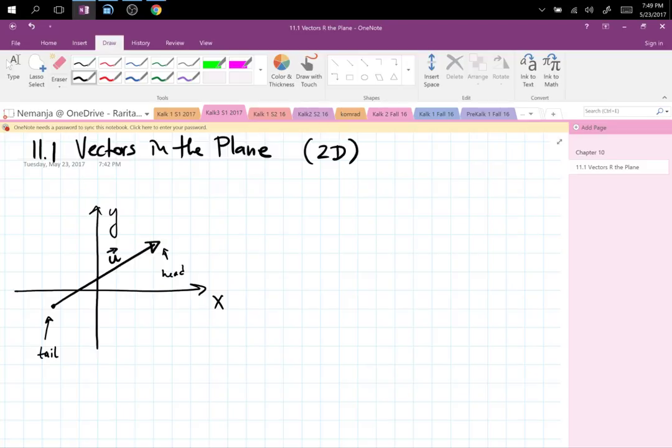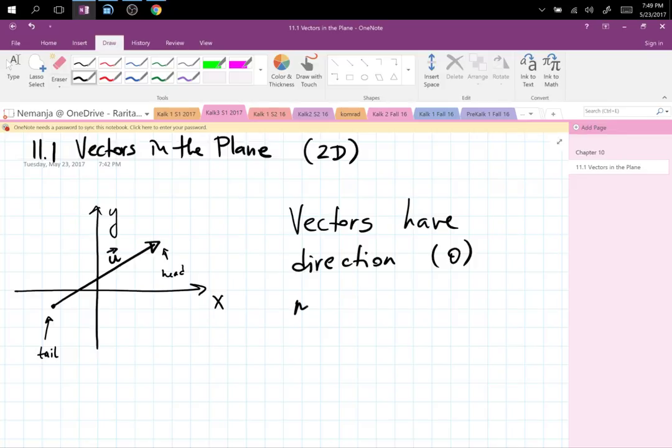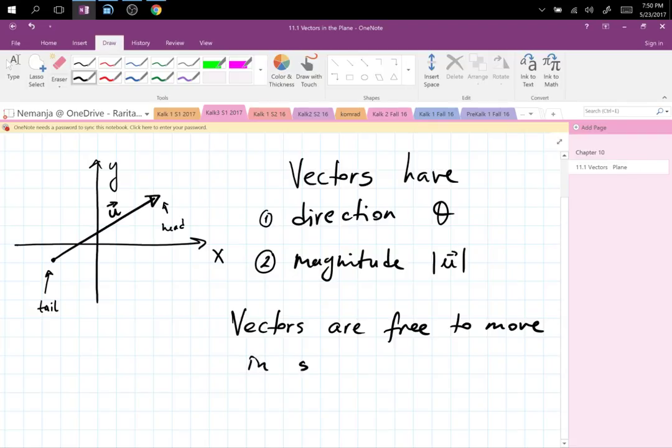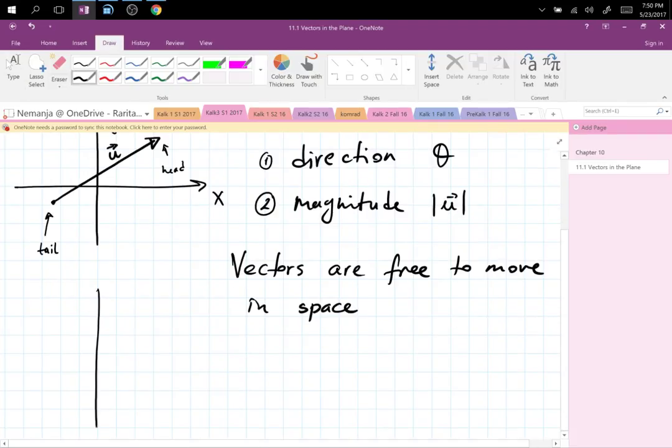So vectors are these entities that have direction and magnitude. Direction, theta, and magnitude, which we can call, maybe I should just put theta. Magnitude is just u. Vectors are free to move in space. Which is the reason that I can take the vector I have up there and put it right here.